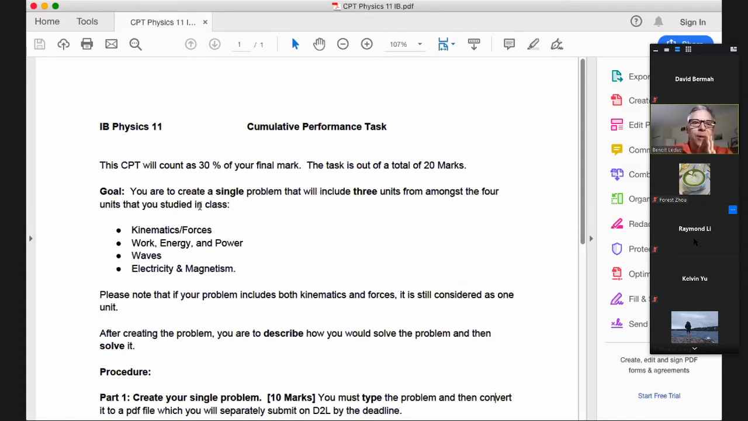Your goal is to create a single problem, not different problems, a single problem that will include 3 units from among the 4 that we've studied in class. So the 4 units are kinematics, forces, work, energy.